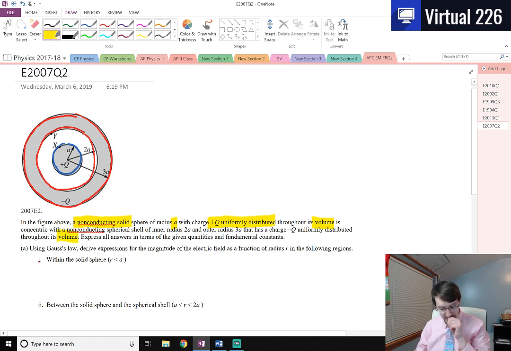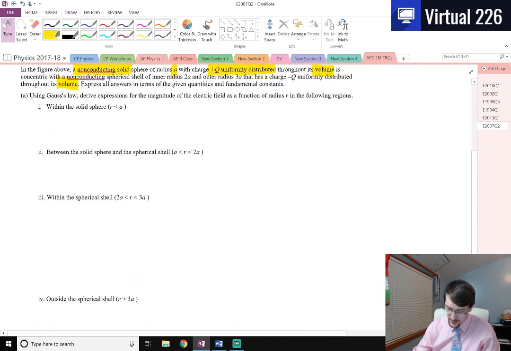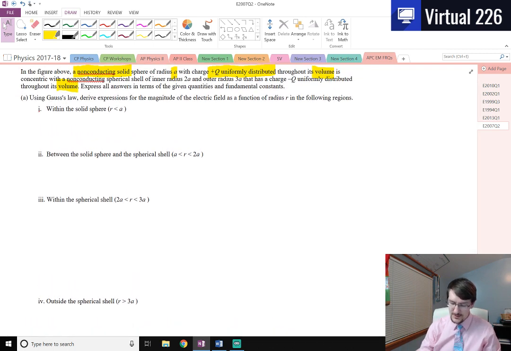Express all answers in terms of the given quantities. So those are a's and Q's and x and y's if we use them for anything, and fundamental constants as always. So part a here is a 4-part Gauss's law. It's Gauss's law, Gauss's law, Gauss's law, Gauss's law.